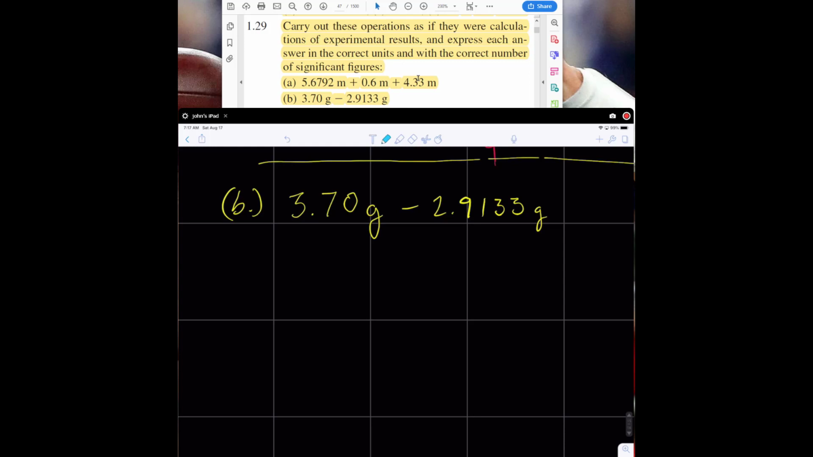Alright, part B. 3.70 grams minus 2.9133 grams. We can set this up similar to that previous addition problem. Minus 2.9133 grams. If we do out the math, we're getting this for the answer.